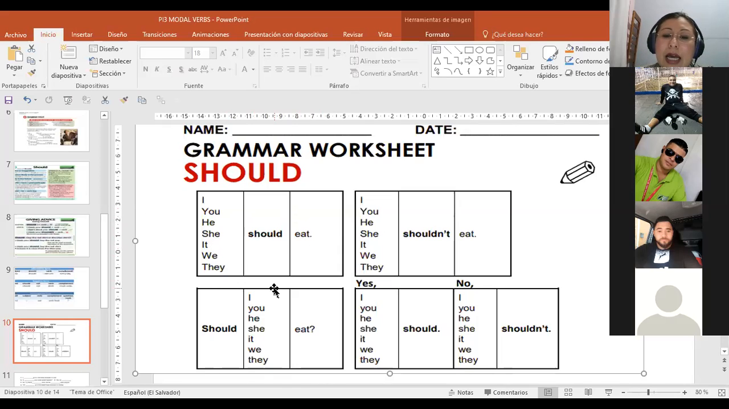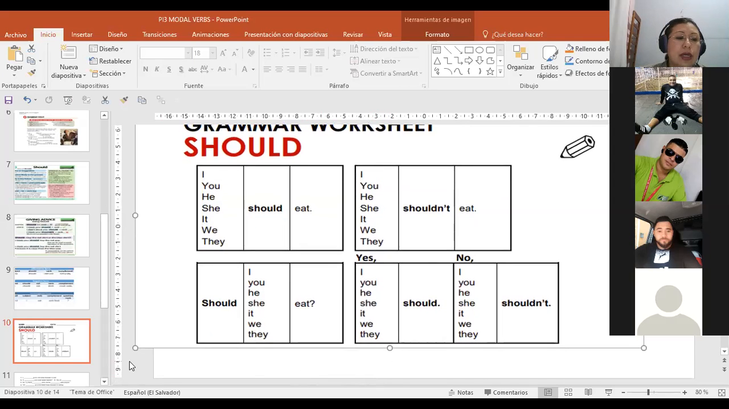In the negatives, I shouldn't eat, you shouldn't eat, he shouldn't eat, she shouldn't eat, and so on with the rest of the pronouns. And for the questions, remember that you have to move it at the beginning and you say, should I eat, should you eat, and so on. And also you can give short affirmative answers. Yes, I should, or yes, you should. In the negative, no, I shouldn't, no, you shouldn't.